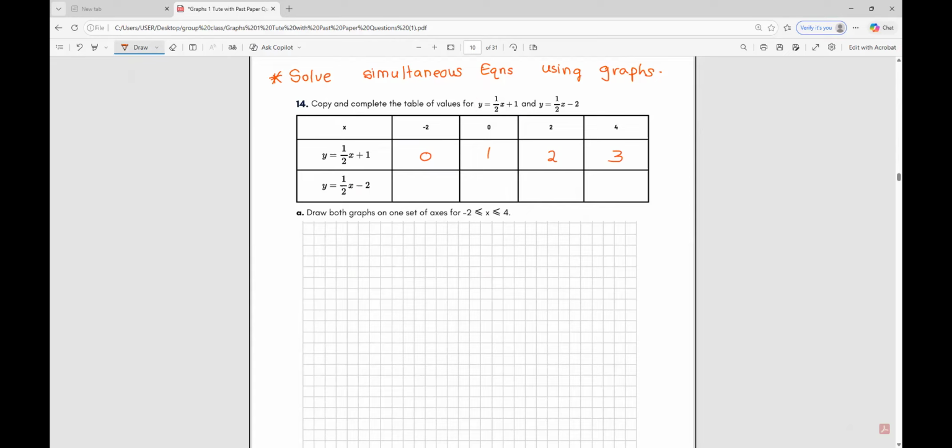Next equation, y equals half x minus 2. When x equals minus 2, this is minus 1. Minus 1 minus 2 is minus 3. When x is 0, the y coordinate is minus 2. For 2, 1 minus 2 is minus 1. For 4, 2 minus 2 is 0. Now see these lines, both are having positive gradients. We'll see whether they will intersect or not.